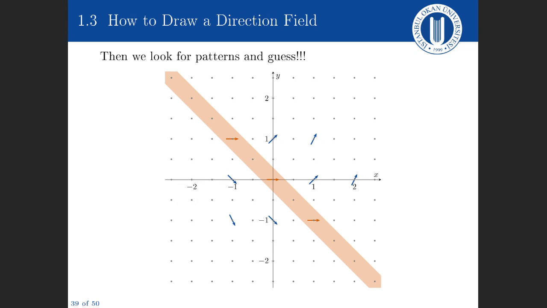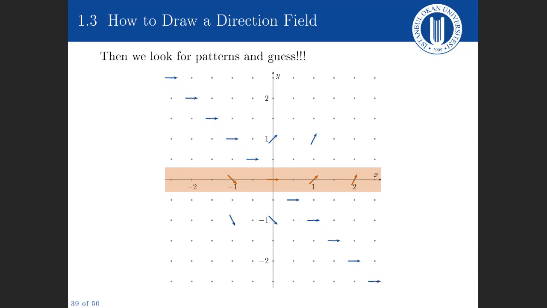First of all, let's look at this diagonal line. You will notice that there are three arrows along here and they all have slope 0. It's reasonable to guess that all of the arrows along here also have slope 0. So we can just make a guess and quickly fill in all of these arrows.